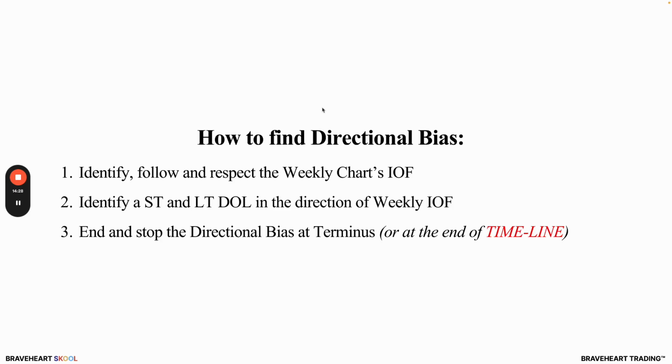So, summary: how to find directional bias. 1. Identify, follow, and respect the weekly chart's institutional order flow. 2. Identify short-term and long-term draw on liquidity in the direction of the weekly chart's institutional order flow. So follow step 1. Don't go to step 2 straight away. And 3 is end and stop the directional bias from steps 1 and 2 at terminus, or at the end of a timeline.